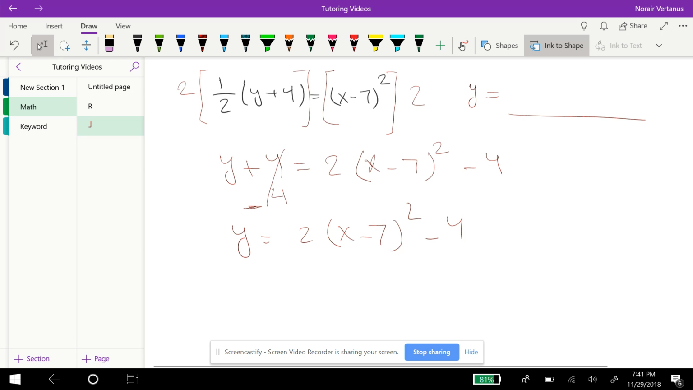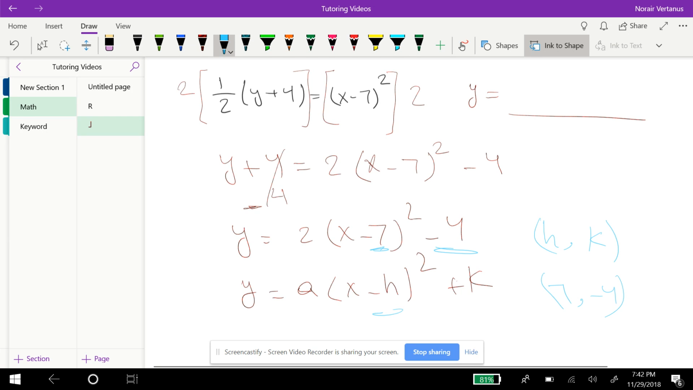I have other videos that I posted where I did the process of completing the perfect square. This doesn't need it. It's already in that form, which is y equal to a times x minus h squared plus k. If you compare them together, you see this is k and that's h. So h and k, which is the vertex of the parabola, is 7 and negative 4.